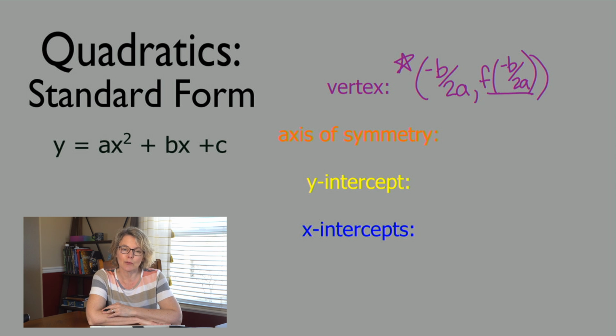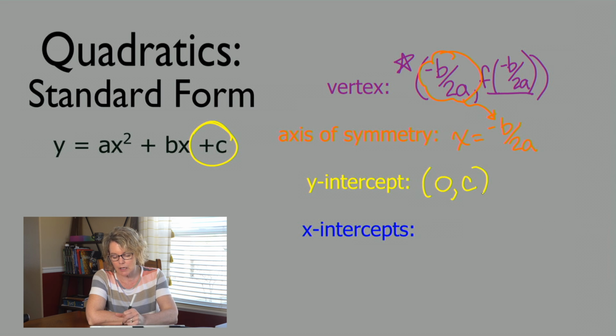Remember that the axis of symmetry is related to your vertex, and so we would always write down x equals, and then whatever value we get for negative b over 2a goes right there to tell us where our axis of symmetry is. The y-intercept is the one value that we can get right off of our standard form of the equation. It is this c. A y-intercept would always start with a 0, and then the y value is going to be this c right here.